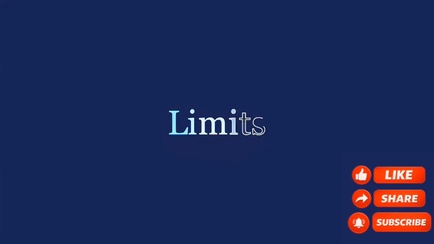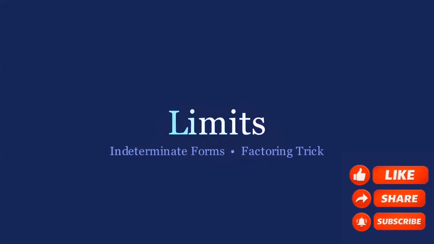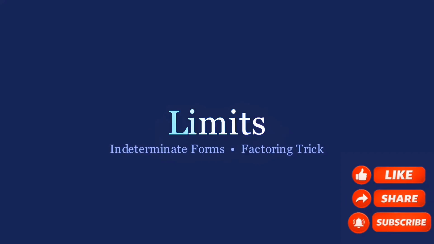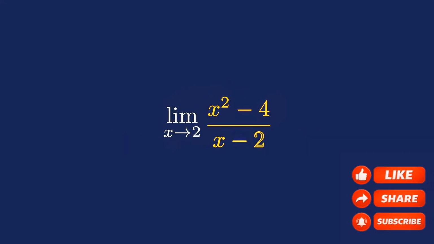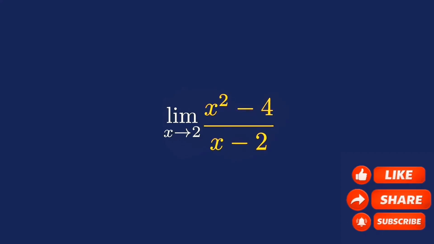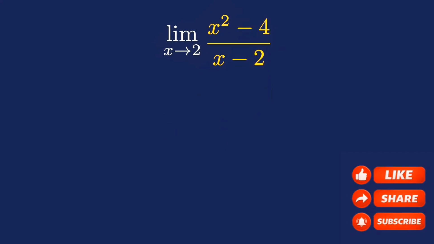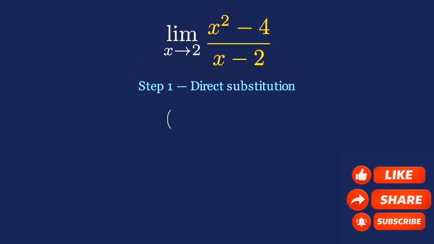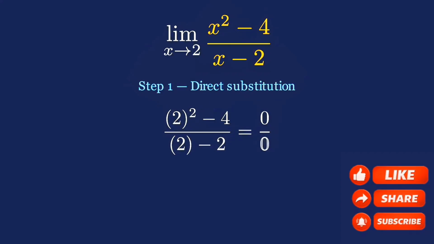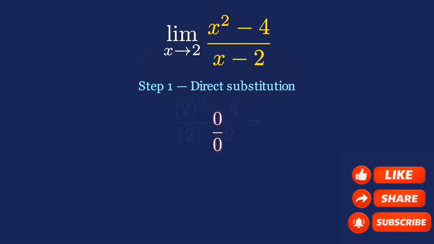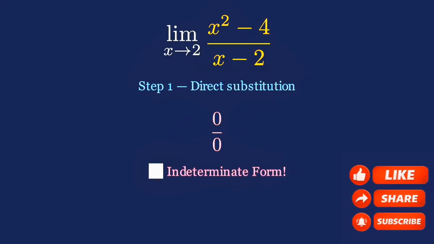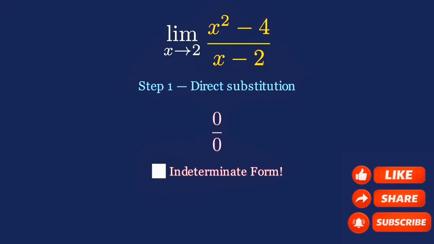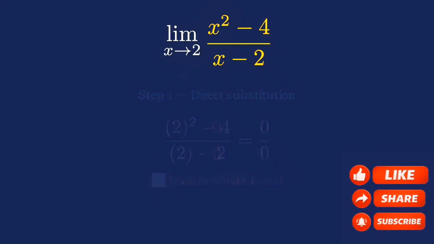Question 2: limit as x approaches 2 of (x² − 4)/(x − 2). Step 1, direct substitution. Replace x with 2. The numerator becomes 2² − 4, which is 4 − 4, equal to 0. The denominator becomes 2 − 2, which is also 0. Since we get 0/0, this is an indeterminate form, so we need to simplify the expression.